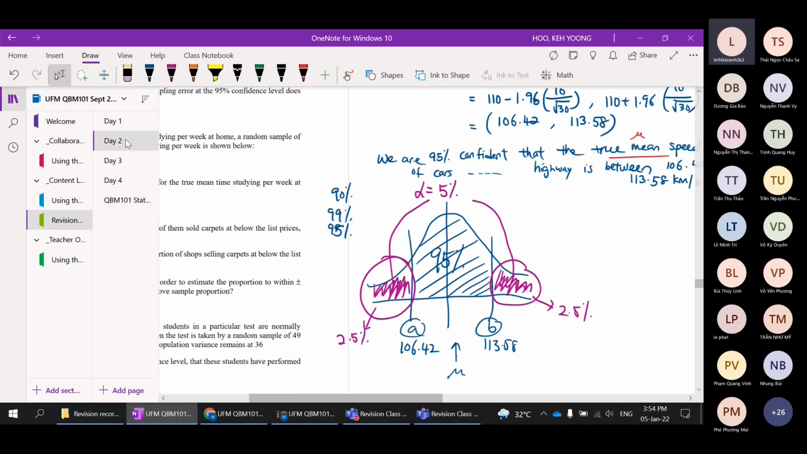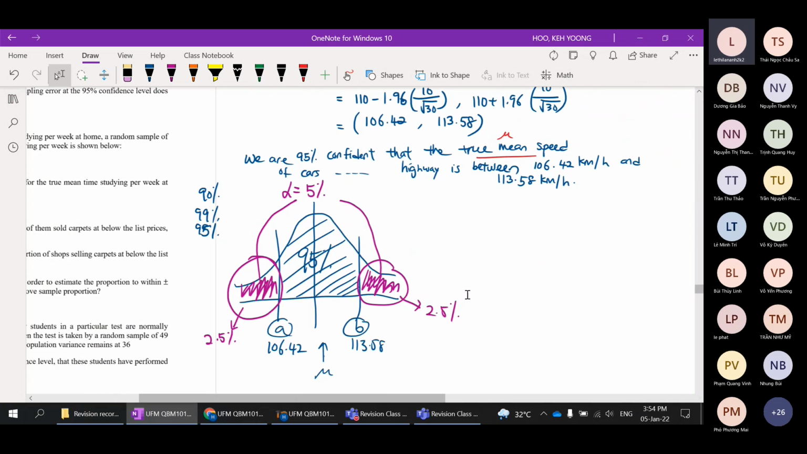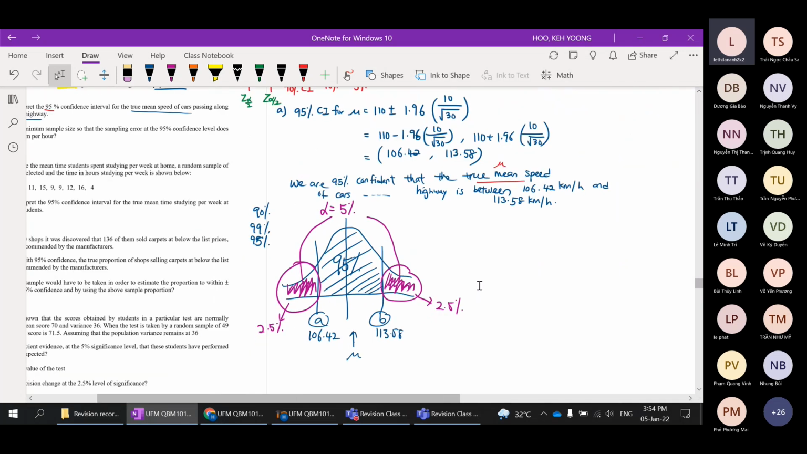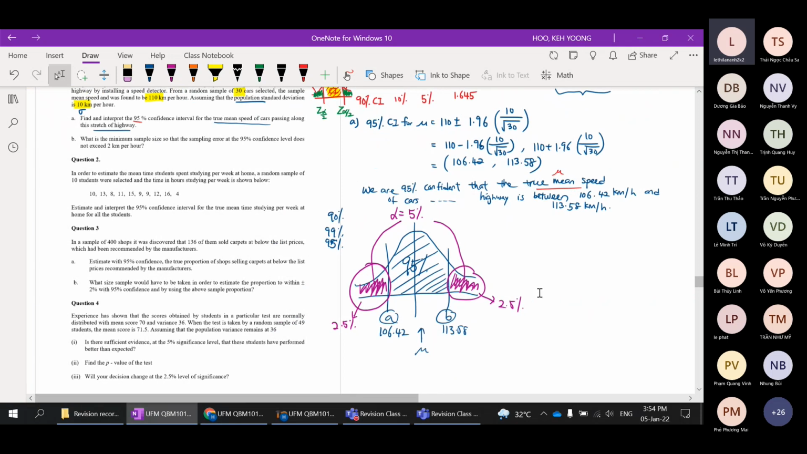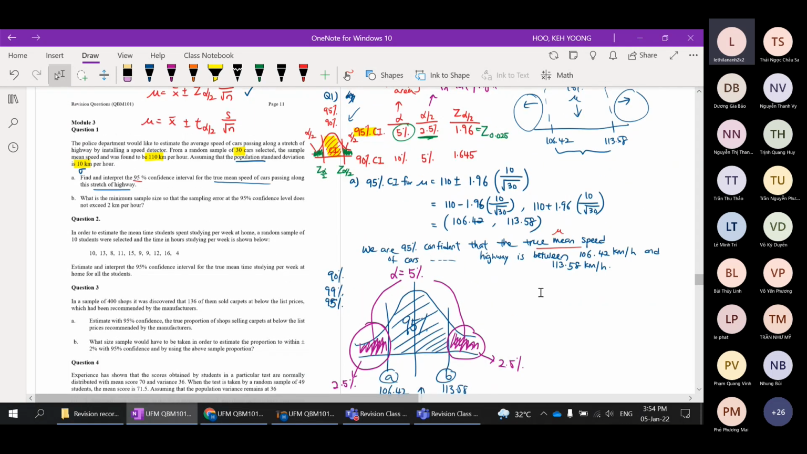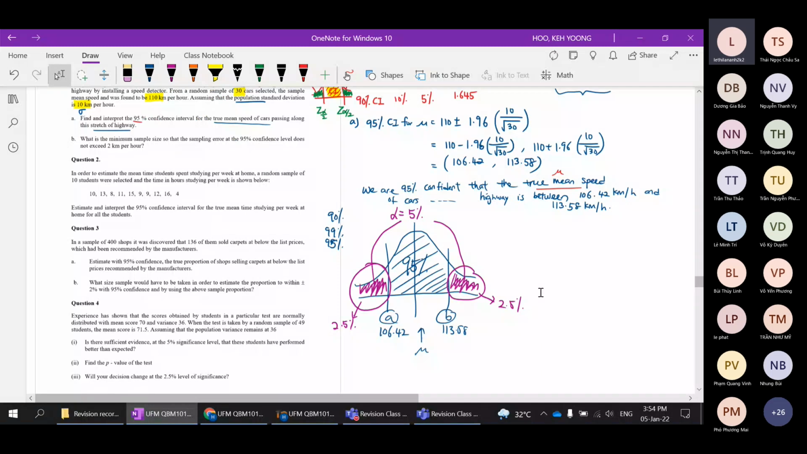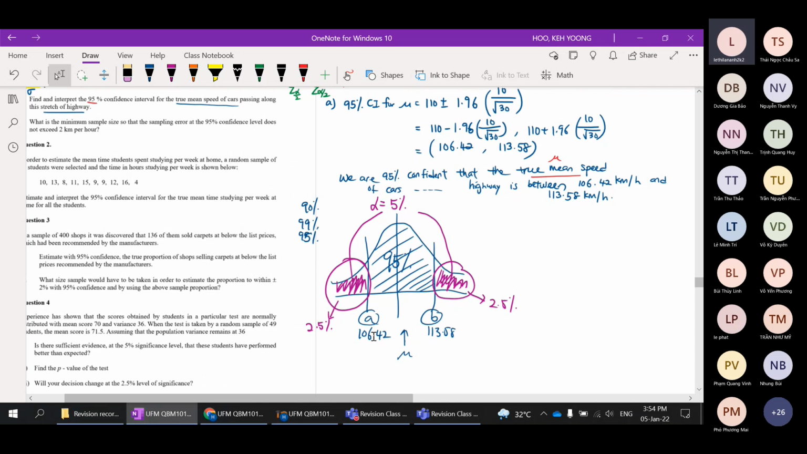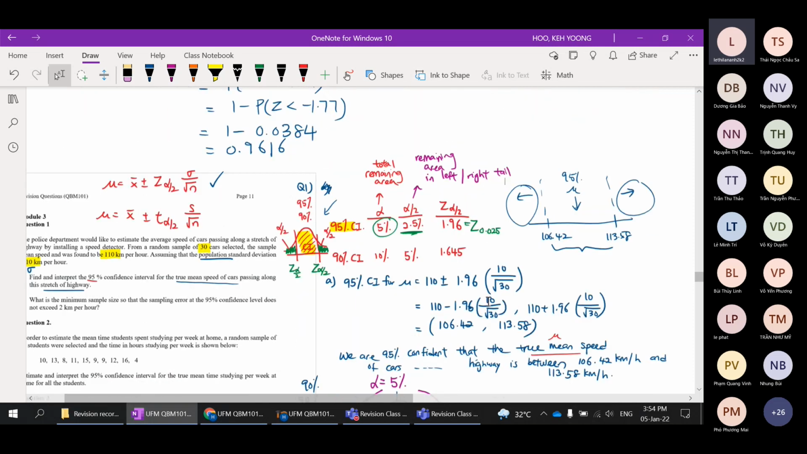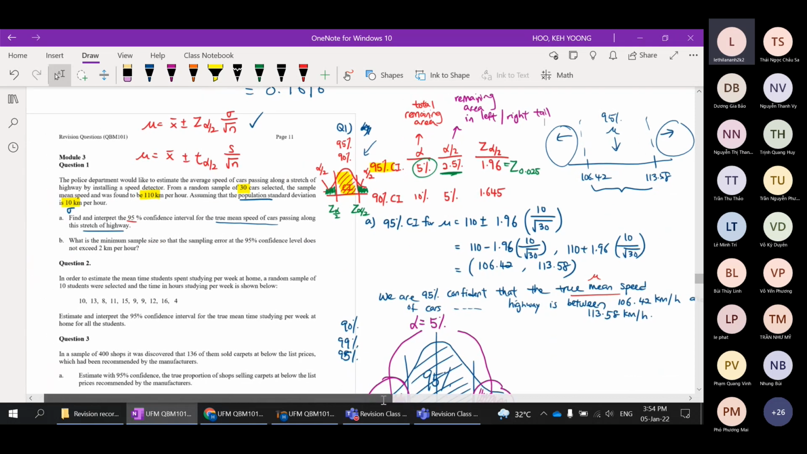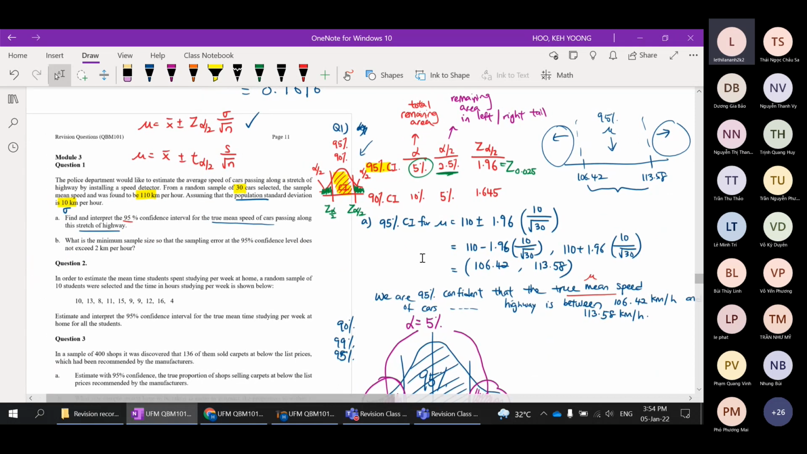All right. Okay, so make sure you understand this because when we go to chapter 9 hypothesis testing, we will be using the same Z or T values. So you need to understand the alpha over 2, and then how to find the Z value. I think let's finish off question B, then we'll stop here already.